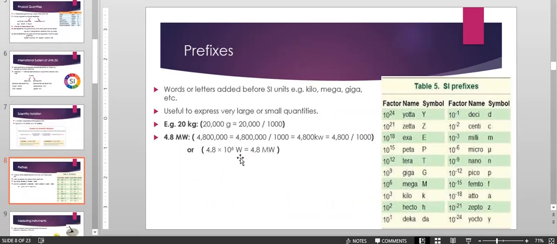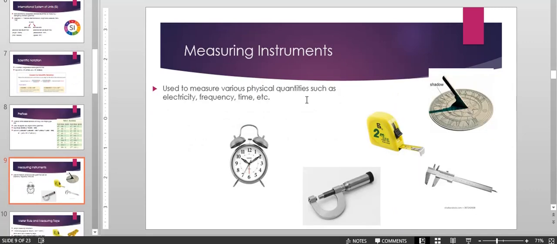Then we talked about the prefixes. This is also used to represent the small or the large number in a standard form. For example, we used to add kilo, mega, giga, etc. And this was the topic which we were discussing on that day, the measuring instruments.